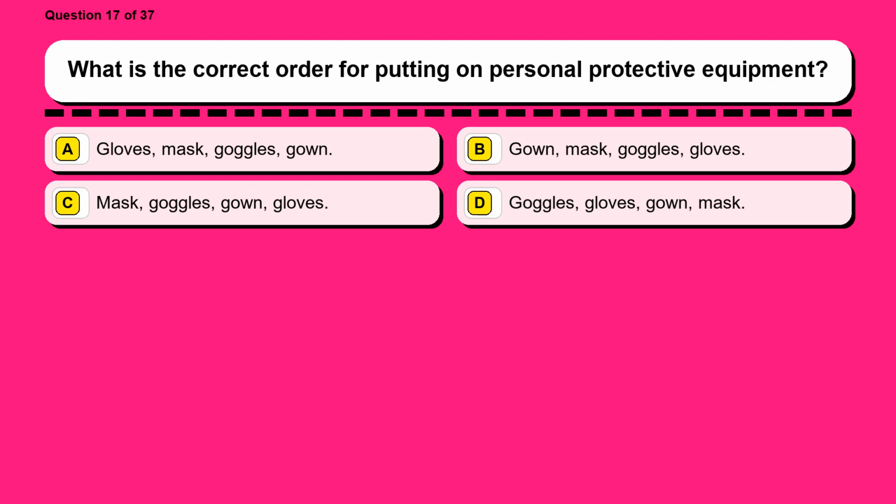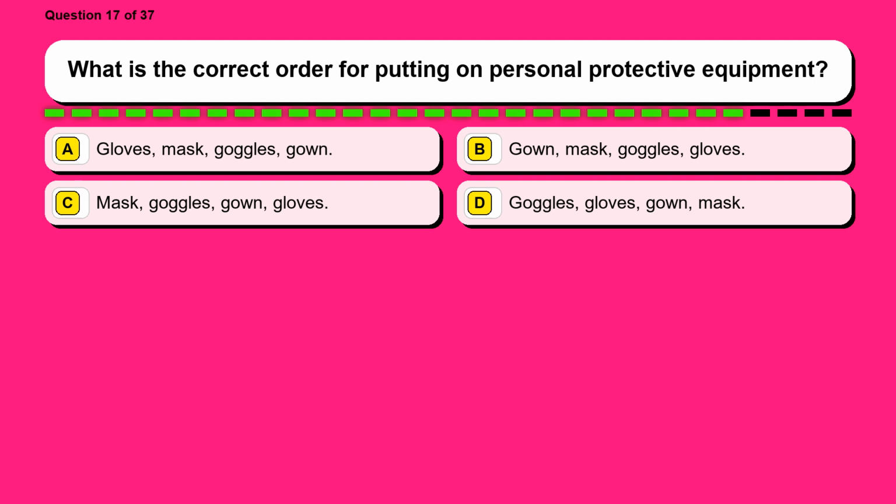Question 17. What is the correct order for putting on personal protective equipment? Option A, gloves, mask, goggles, gown. Option B, gown, mask, goggles, gloves. Option C, mask, goggles, gown, gloves. Option D, goggles, gloves, gown, mask.